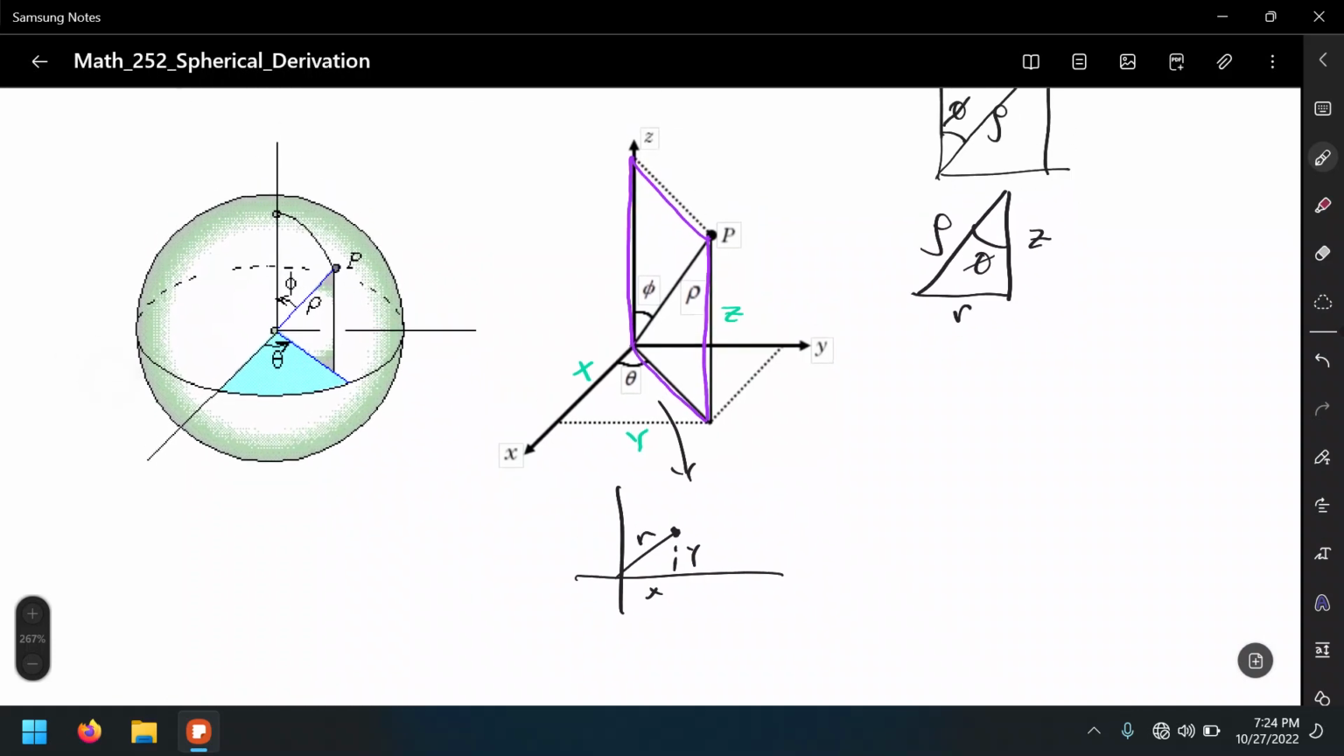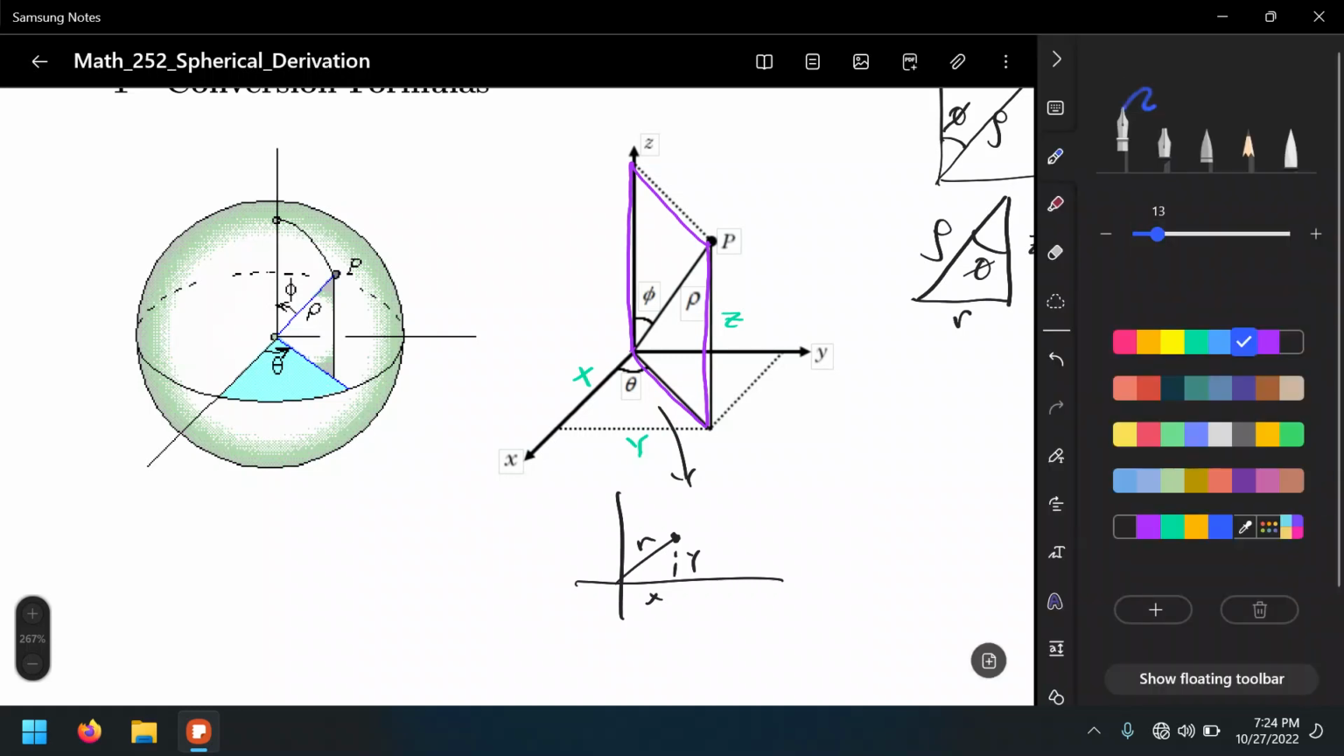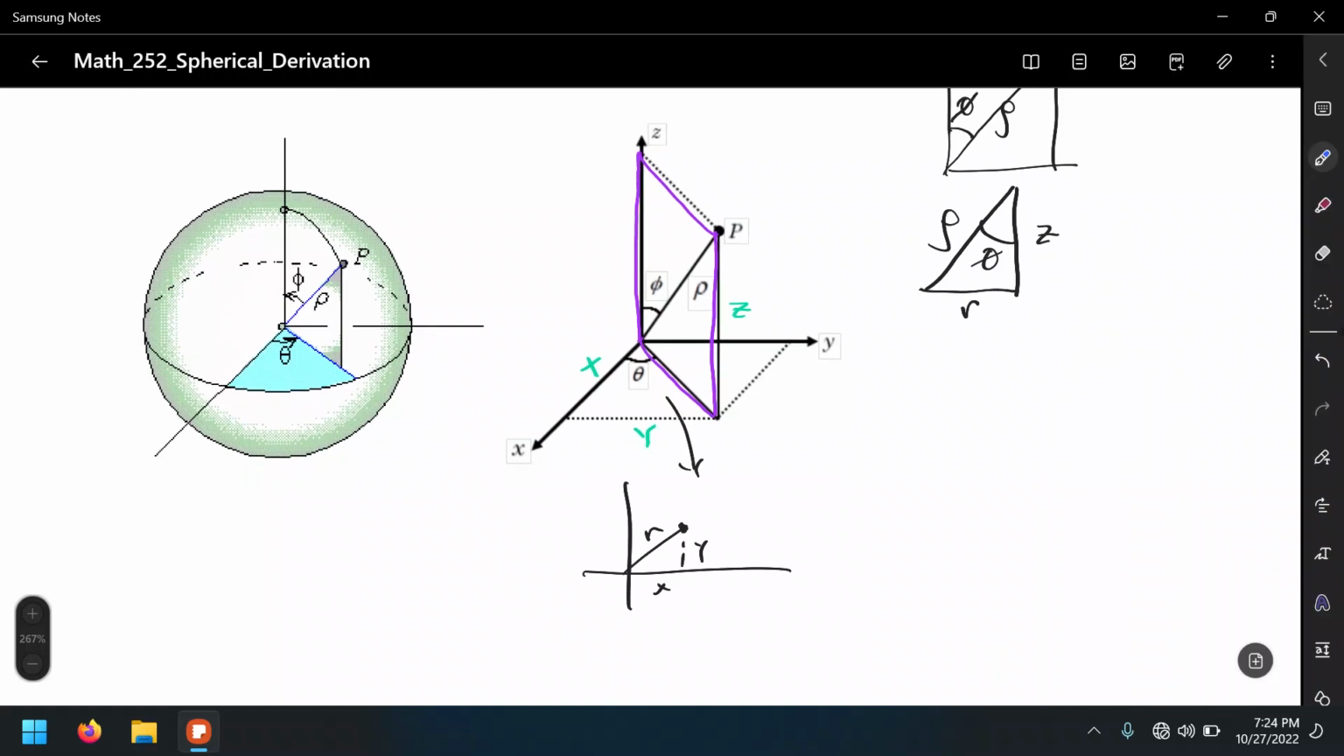So from here we can get a couple of relations using SOHCAHTOA. So sine phi equals, careful with the orientation of the triangle right here. Sine is opposite over hypotenuse. The little r is opposite, over hypotenuse, which is rho, which means r equals rho sine phi. And we're going to use this one a lot, the rho sine phi.